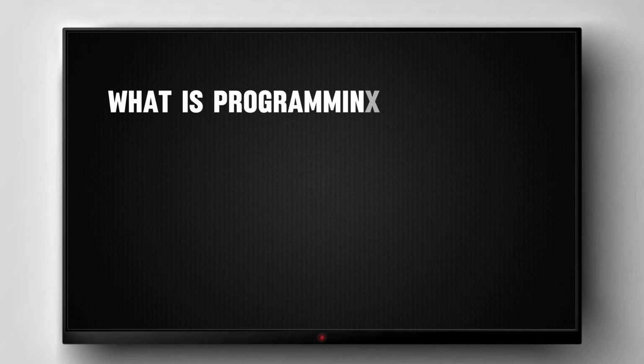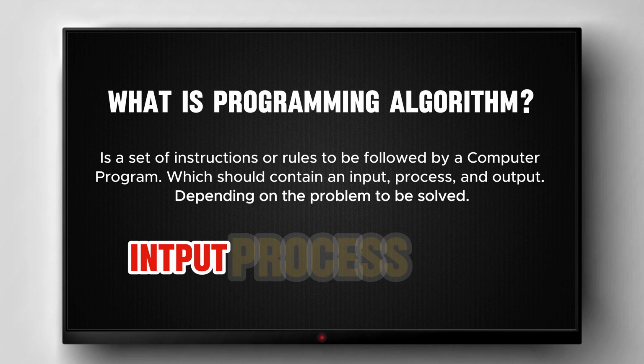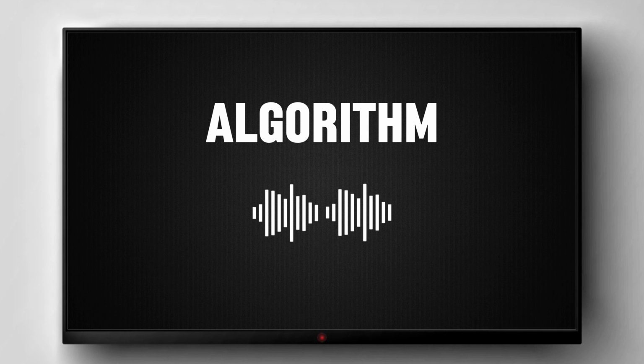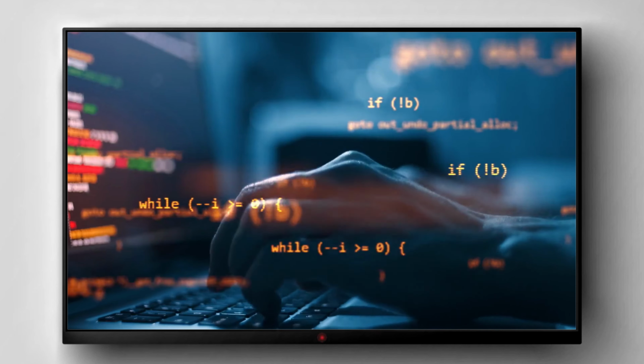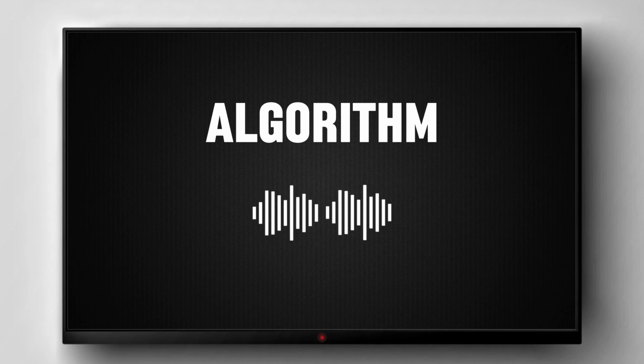What is a programming algorithm? It is a set of instructions or rules to be followed by a computer program, which should contain an input, process, and output depending on the problem to be solved. Algorithms are fundamental to computer programming because they provide a systematic approach to problem solving. They allow programmers to break down complex problems into smaller, more manageable steps, making it easier to develop solutions efficiently and effectively.